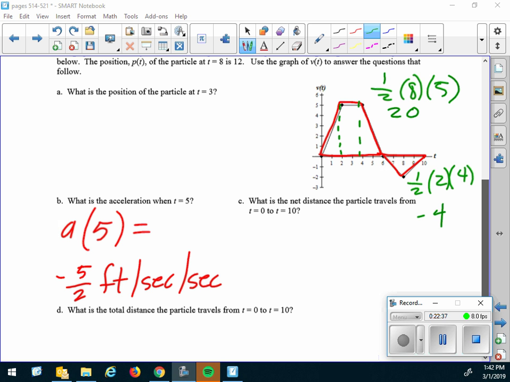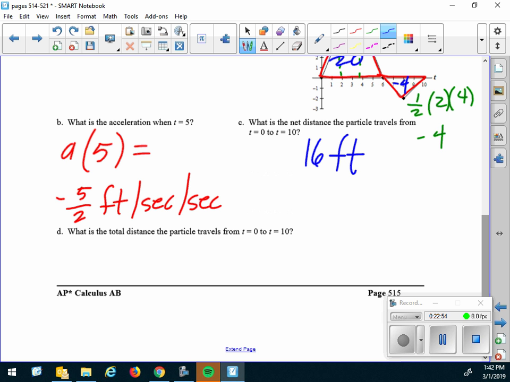So the area of this part is 20. This part, negative 4. So the net distance the particle travels is 16 what? Feet. What is the total distance the particle travels from 0 to 10?